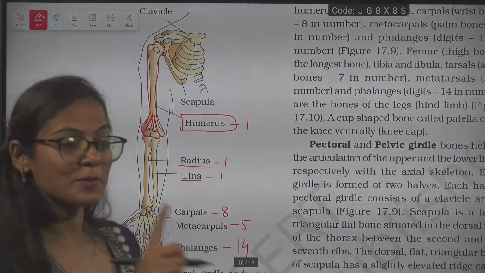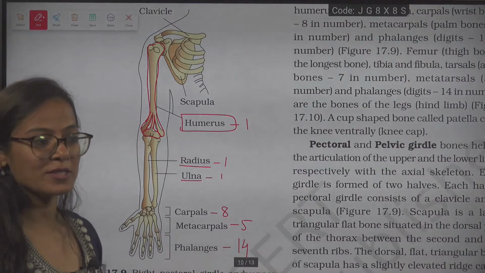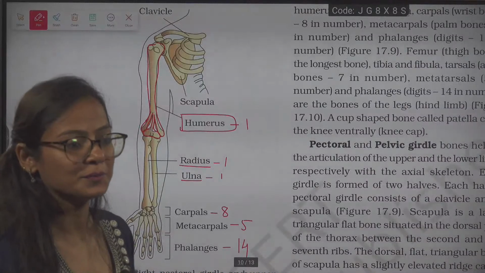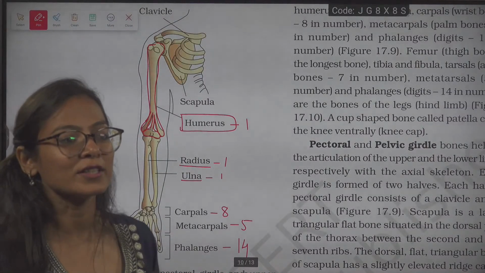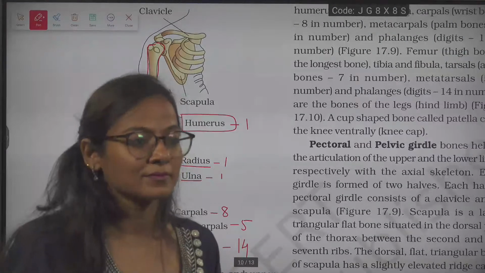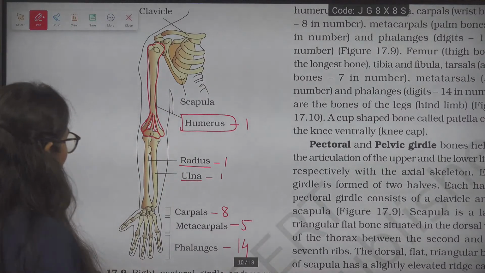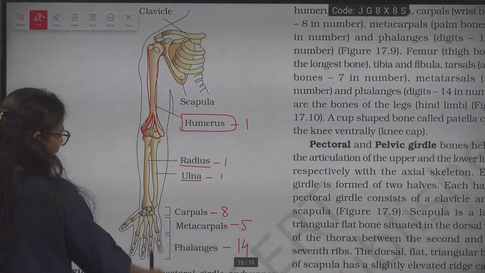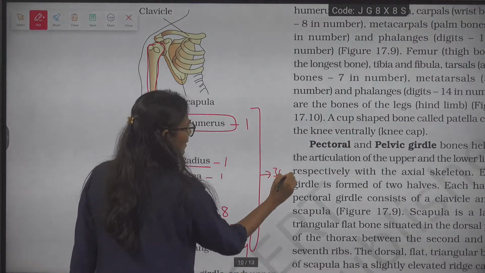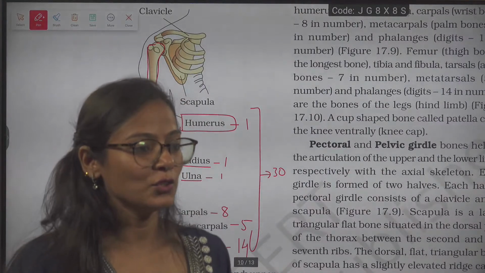Now quickly do the maths and tell me how many bones in one hand. Very good. This time everybody has done the correct calculation except 2 or 3 again. Oh, so many wrong answers are also coming. Just do the maths: 1 plus 1 plus 1 plus 8 plus 5 plus 14. That will make a total of 30 bones. Those who are not getting 30, do the maths again.